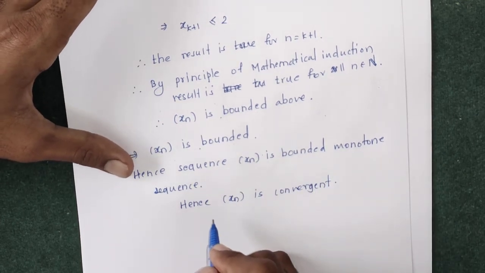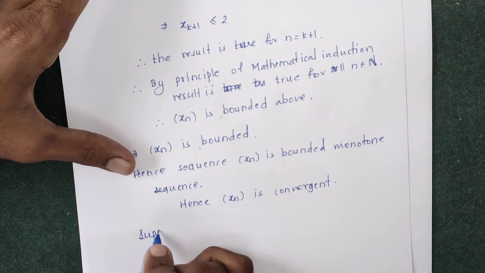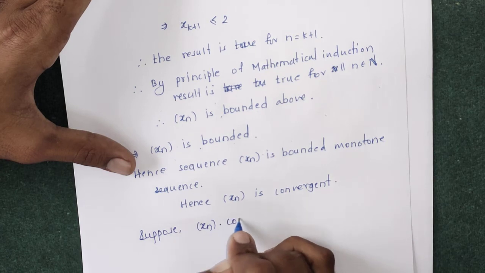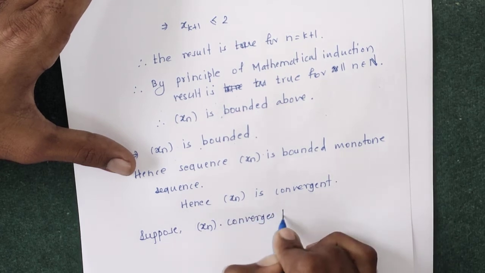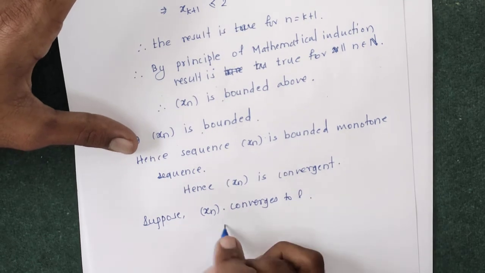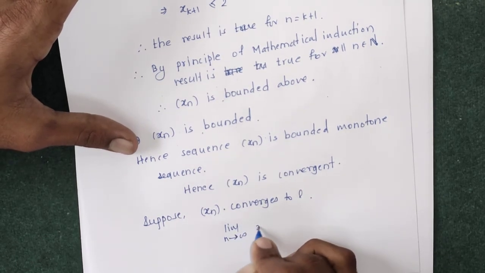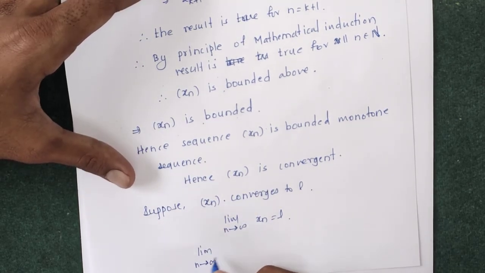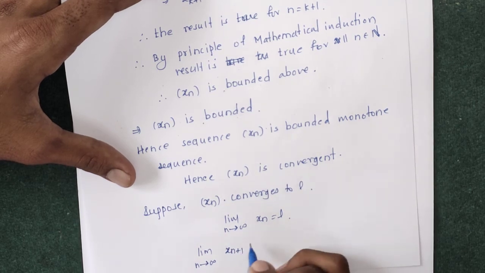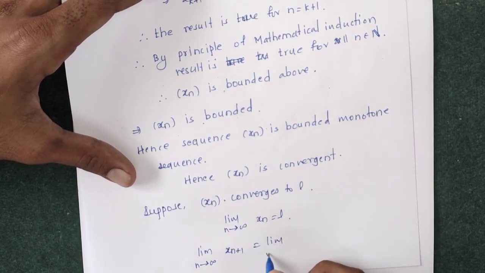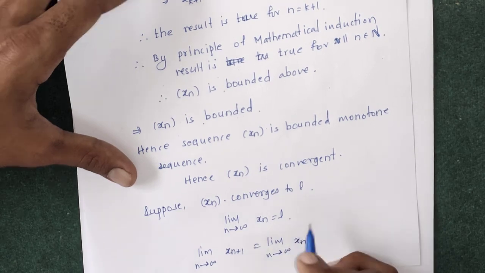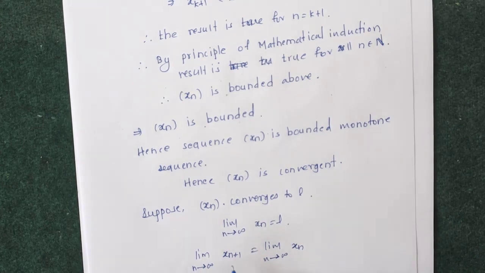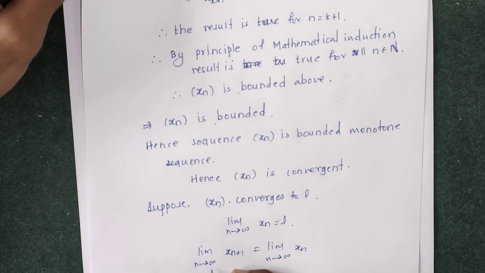Now we have to find the limit of this sequence. Suppose the sequence xn converges to L. That means the limit as n tends to infinity of the sequence is equal to L. Now we consider the limit as n tends to infinity of x n plus 1, which is equal to the limit of xn, because the limit of a sequence is unique, so the limits of xn and xn plus 1 are the same.